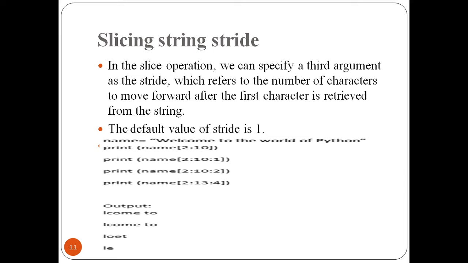Slicing string stride. In the slice operation, we can specify a third argument as a stride, which refers to the number of characters to move forward after the first character is retrieved from the slice. So how many characters do we need to jump from the first character? We can call it a slice stride. The default value is 1. If you don't give anything, the third parameter will be 1. If you give something, it will jump that many characters in each and every slice. So that we can call a slice stride.